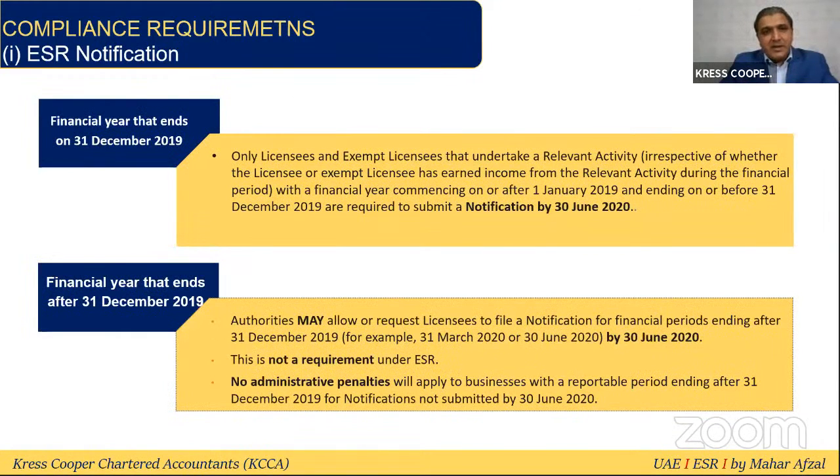Notification timeline is there. If your year ends on 31st December 2019, then you need to submit the notification by 30th June 2020 at the latest. If your year ends after 31st December, suppose on 31st March or 30th June, then this is an option for you that you can submit the notification by 30th June. This is optional. Authorities may allow you, but if you do not comply, it will not be subject to a fine.